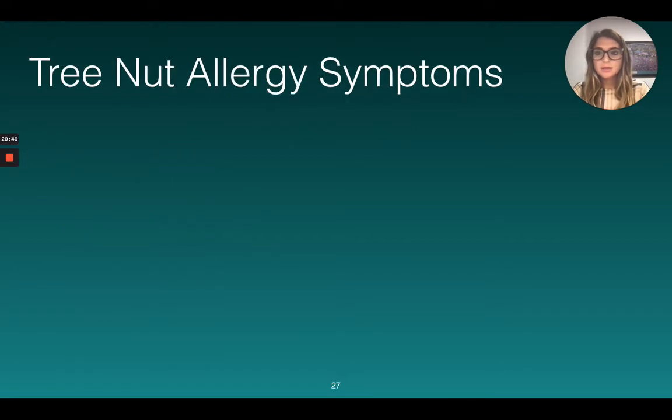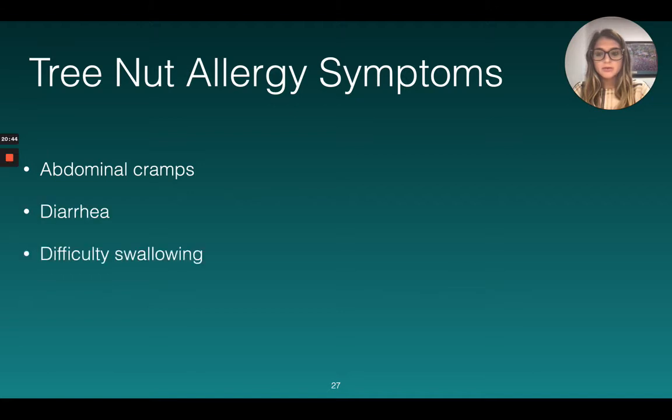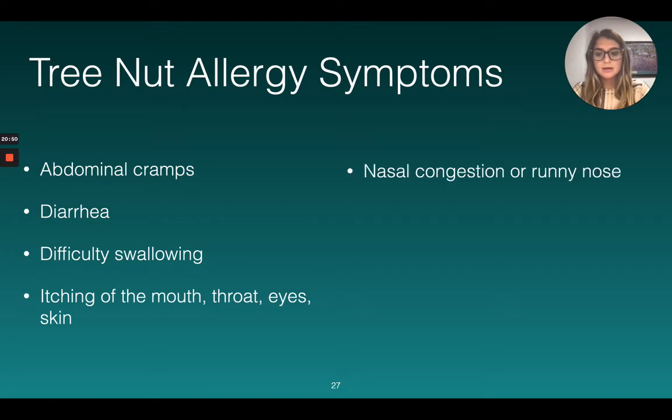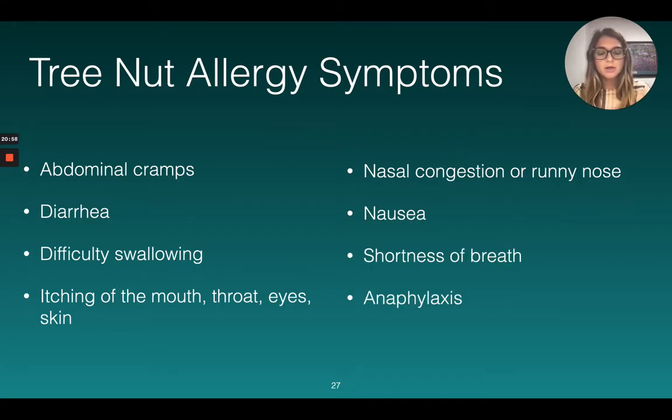So the symptoms of tree nut allergies are going to be abdominal cramps, diarrhea, difficulty swallowing, itching of the mouth, throat, eyes, and skin, nasal congestion or runny nose, nausea, shortness of breath, and anaphylaxis. So a pretty wide range of symptoms that someone may exhibit. And again, this is all going to be individual to the person. Not everybody with a tree nut allergy may experience an anaphylactic reaction.